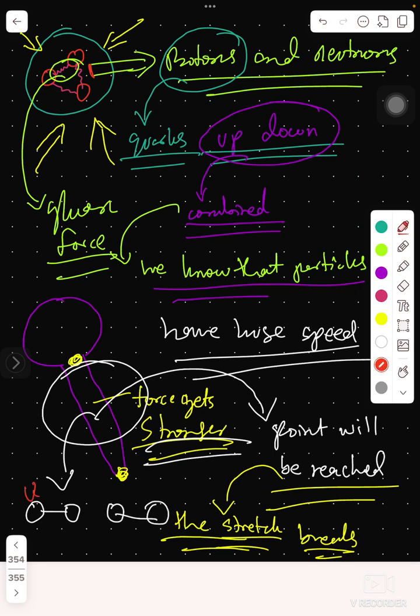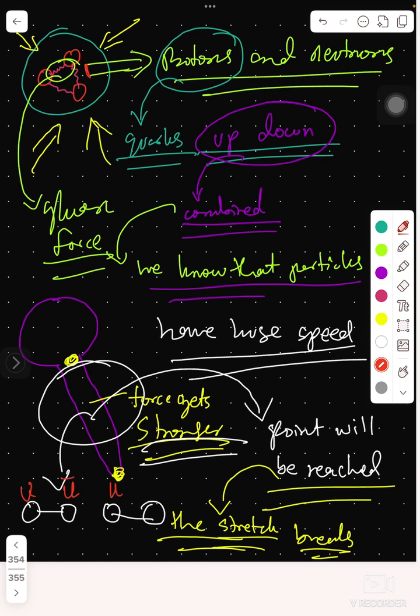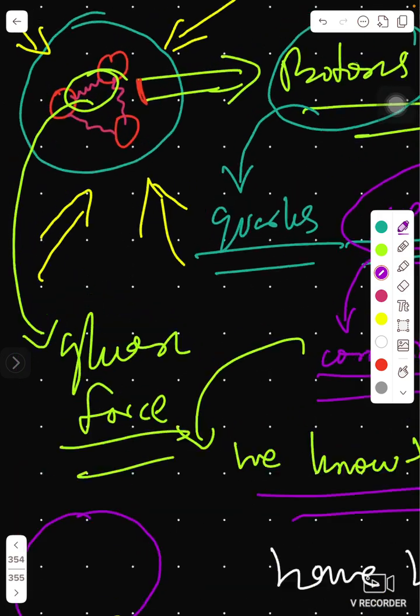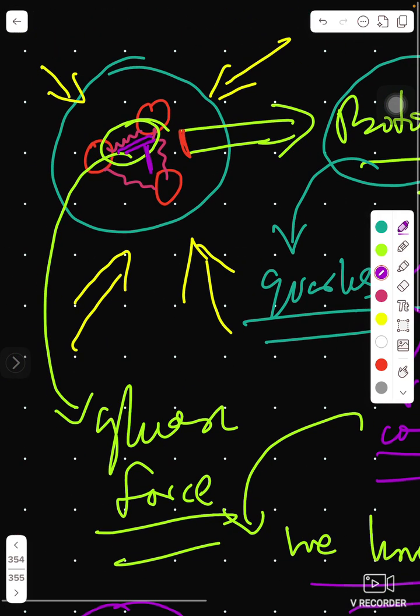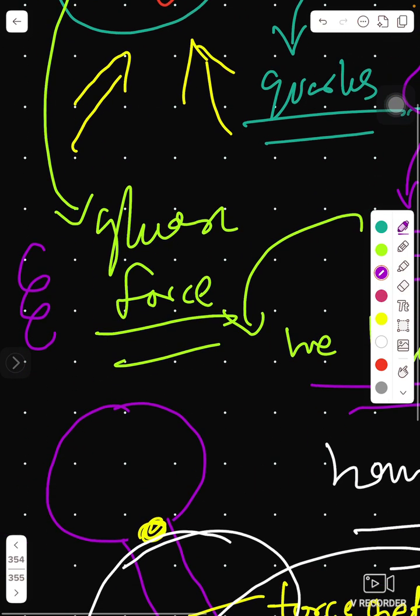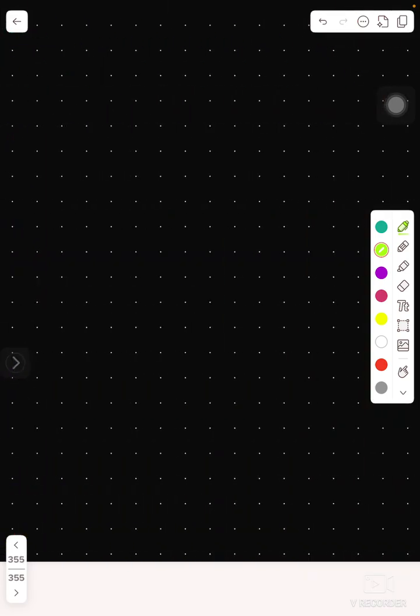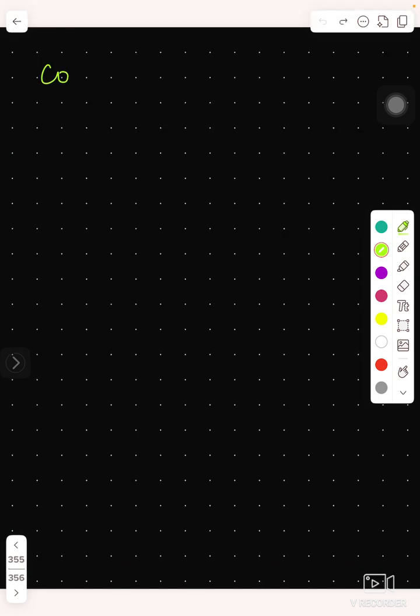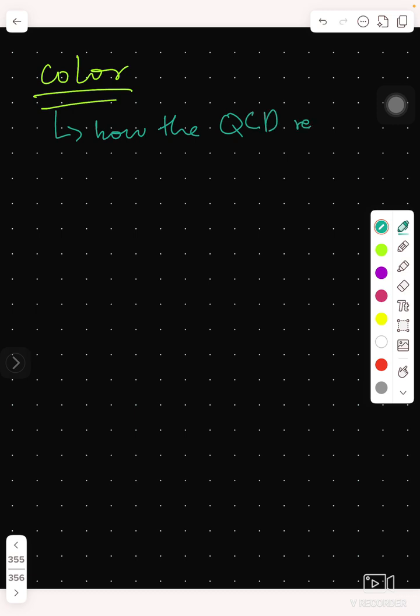Let's suppose this is mu, strange, this is mu, strange. These are called pions. Now this force over here, these lines, this symbol, these represent gluons. Okay, and we are now going to talk about color. Yes, color. How QCD represents forces.